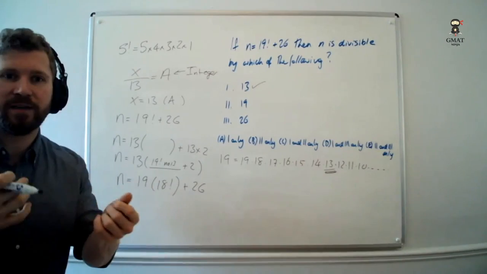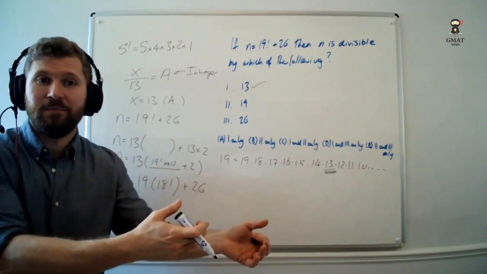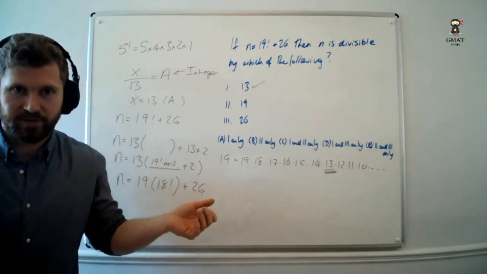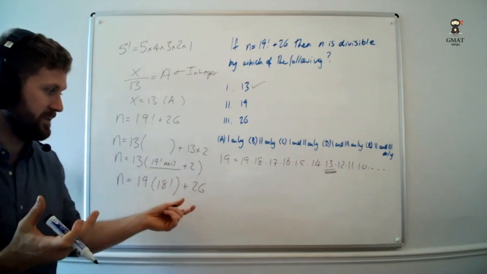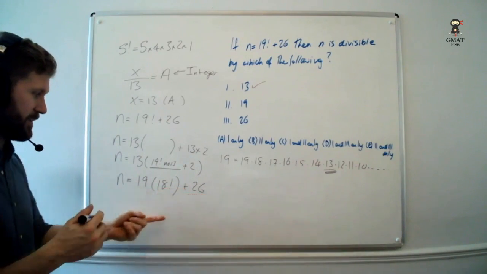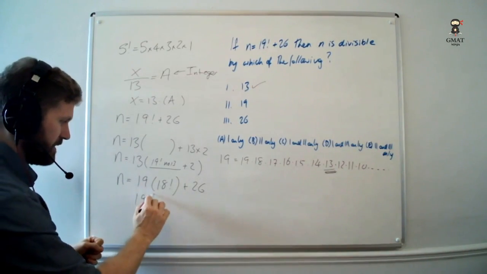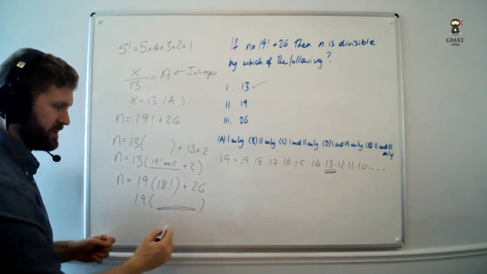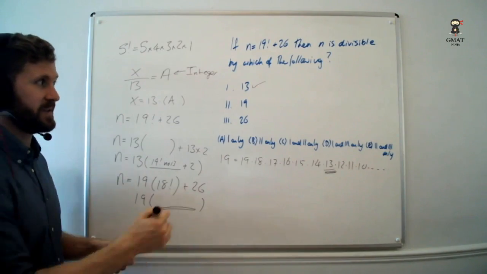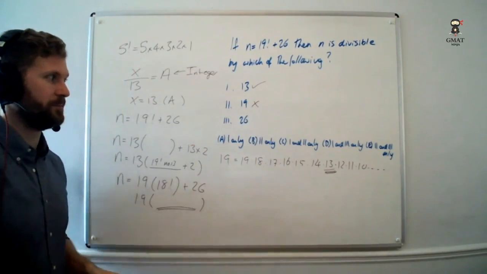And there is no way of writing 26 as 19 times something. 26 is 2 times 13. There's no way of having 19 times something. So I can't split that up. I can't make n into 19 times one great big set of parentheses with all the stuff in it. And so for that reason, it's not number 2.